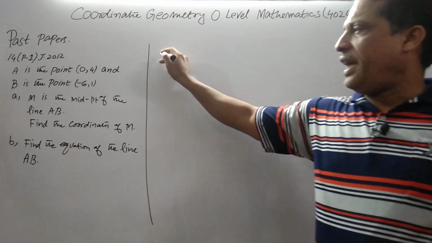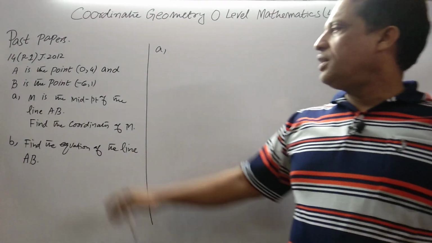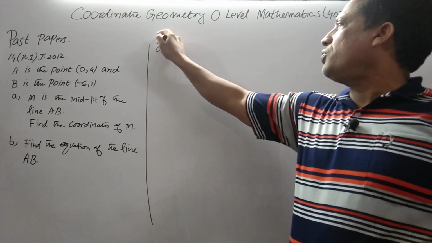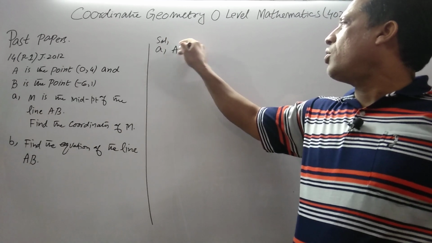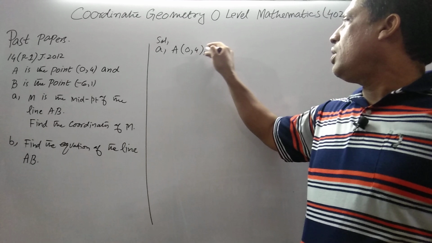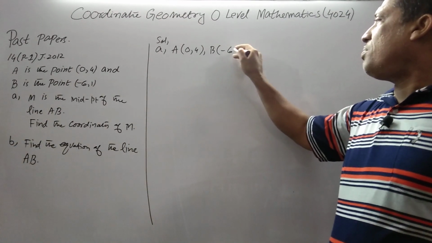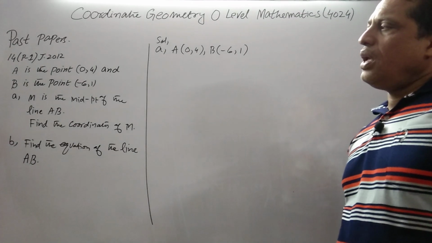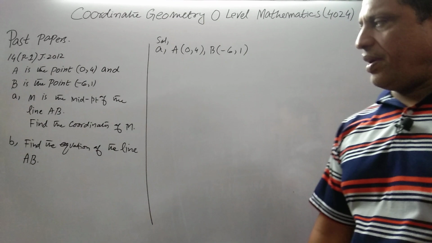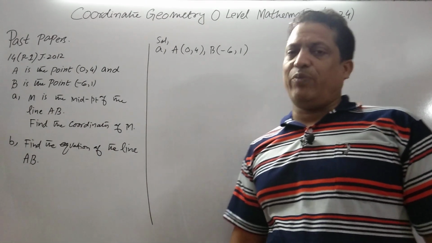What is part A? We have to find the midpoint of the line AB. Coordinates solution. Coordinates of A are (0, 4). Coordinates of B are (-6, 1). M is the midpoint of the line AB. Find the coordinates of M. So in this part we must know the formula of midpoint.